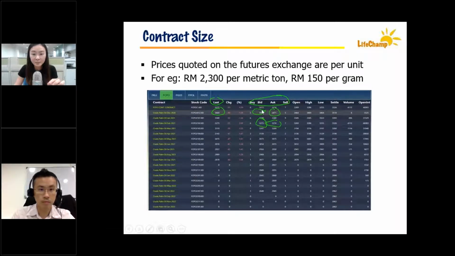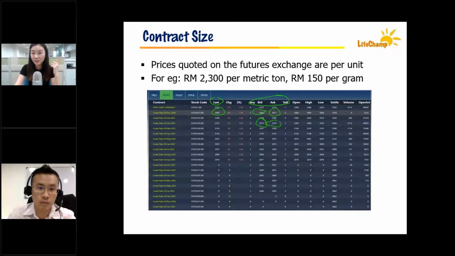Okay, clear? And then the price quoted on the futures exchange or your platform, the price that you're seeing here, bid, ask, last done, 3273, 3273. Actually, all these prices are quoted per unit. This is an example of palm oil futures. Let's say for example this one, we look at February 2021. The last done price is 3,273 ringgit per metric ton. So whatever you see, the prices quoted are per metric ton.